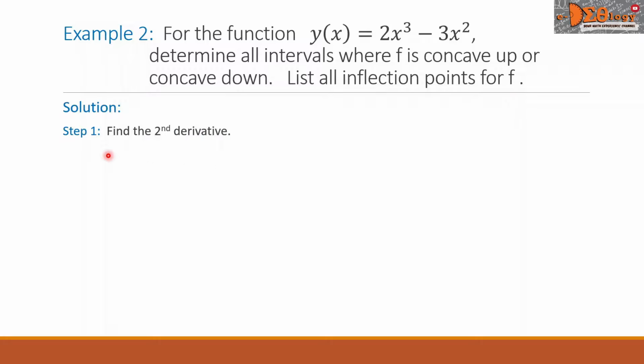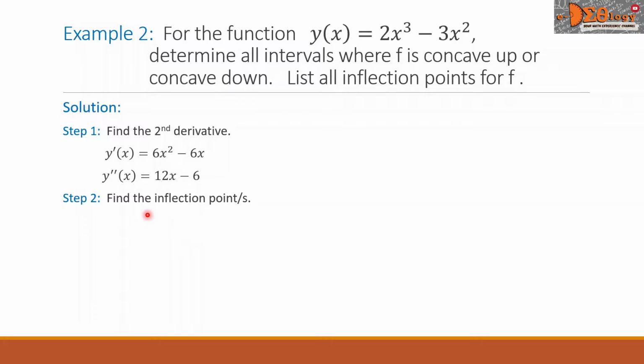Step 1 is, let us find the second derivative. Of course, we should come first to the first derivative, and that is 2x cubed is now 6x squared, minus the 3x squared is here 6x. So the first derivative is 6x squared minus 6x. Then the second derivative, we have now 12x minus 6.